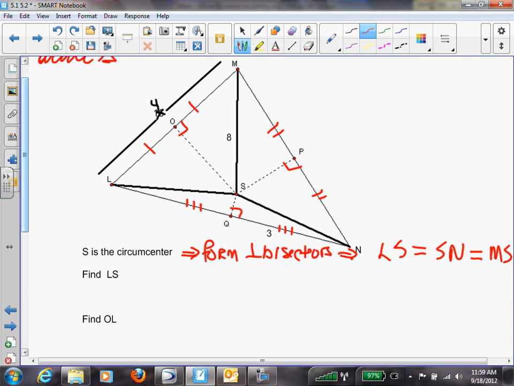Right? Look at all that information when you're doing this problem. Put all that information onto your picture so that you can then go forth and answer your questions. Find LS. Well, I just found out that LS and SN and MS are all congruent, right? So is there somewhere that I look to figure out what the length of LS is? Megan. And it's 8 because? Yeah. LS is equal to MS, and so therefore it's equal to 8.